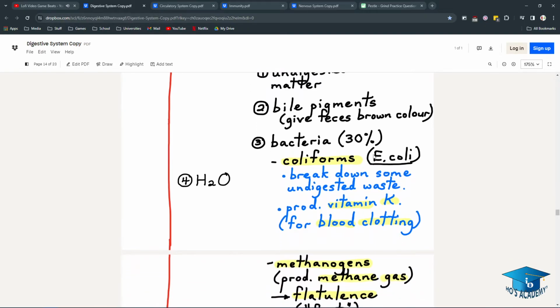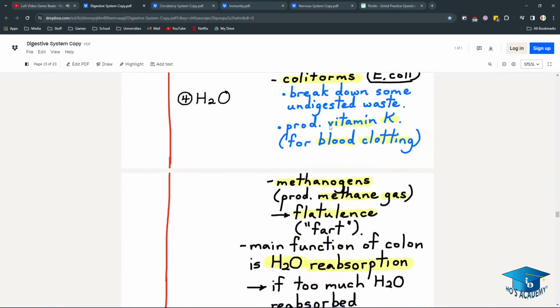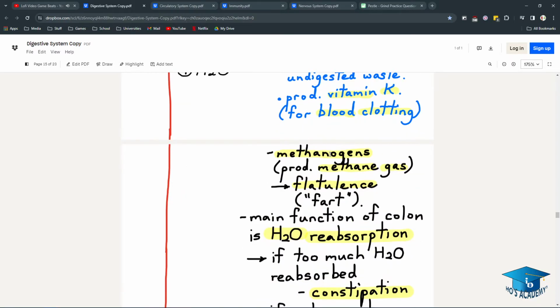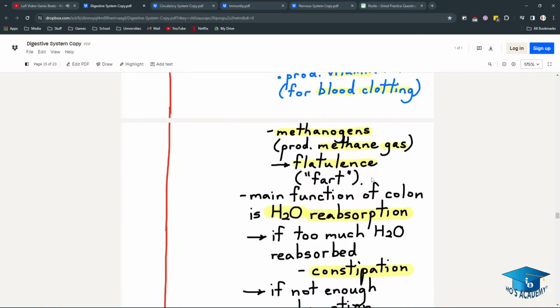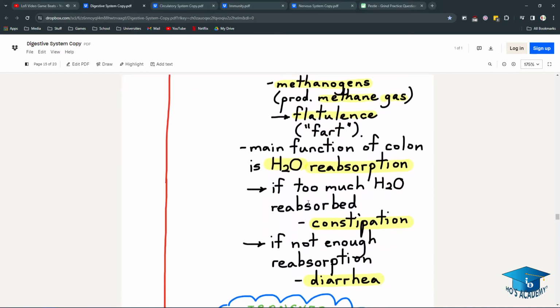There's coliforms, like E. coli, which is in charge of making vitamin K for you because it breaks down some of the undigested waste, and vitamin K is an important byproduct for blood clotting. Methanogens create methane gas, which is the gas that you fart out, and it smells and you could light it on fire if you really wanted.